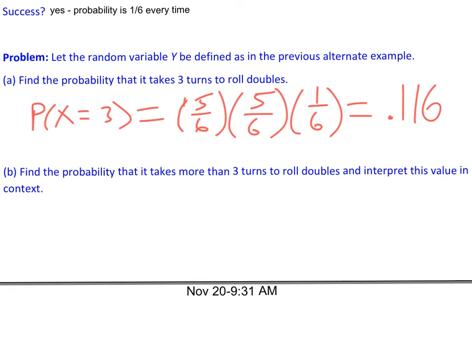What is the probability that it takes more than 3? That X will be at least 4. This one might stretch you mentally a little more, but again, I can just use probability rules to calculate what this is.